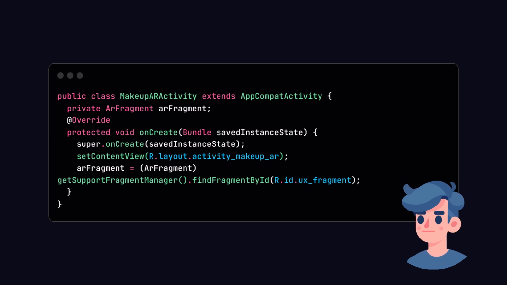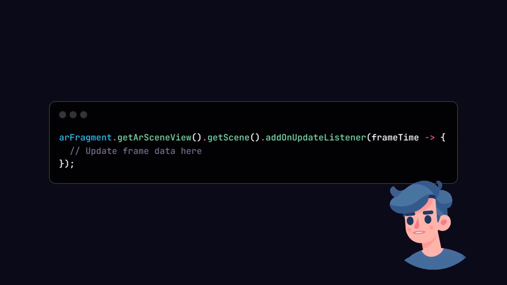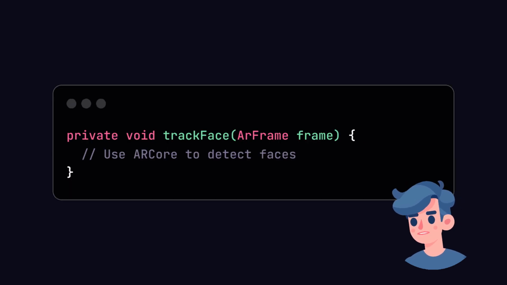Let's create a class to handle our AR functionalities. Create a new Java class named MakeupARActivity. This class will handle all our AR features. The next step is to set up the camera input and detect facial features using AR functionalities. We need to add a listener to our AR fragment. In this listener, we can update our AR elements in real time.